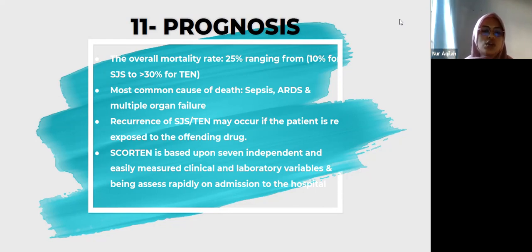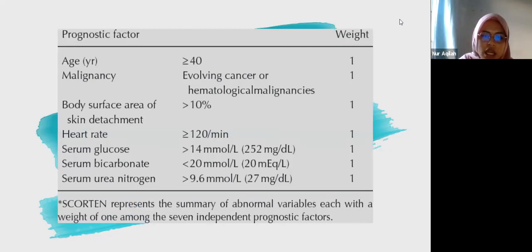And then we can also use SCORTEN, which is based upon 7 independent and easily measured clinical and lab variables. So we assess it rapidly on admission to the hospital. The higher the score, the worse the prognosis, and it shows how severe the patient is.